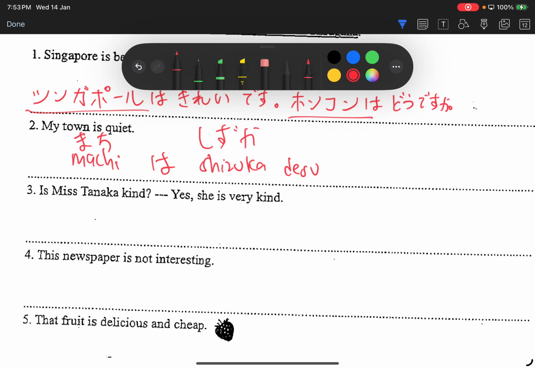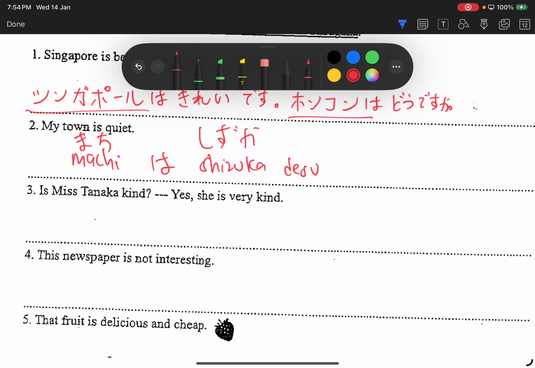Yes, 3. Is Miss Tanaka kind? 田中さんは親切ですか? Yes, so Tanaka-san wa shinsetsu desu ka? Very good. Then you reply, yes, she is kind. She's very kind. はい、とても親切です. Very good. I'll repeat the answer again.